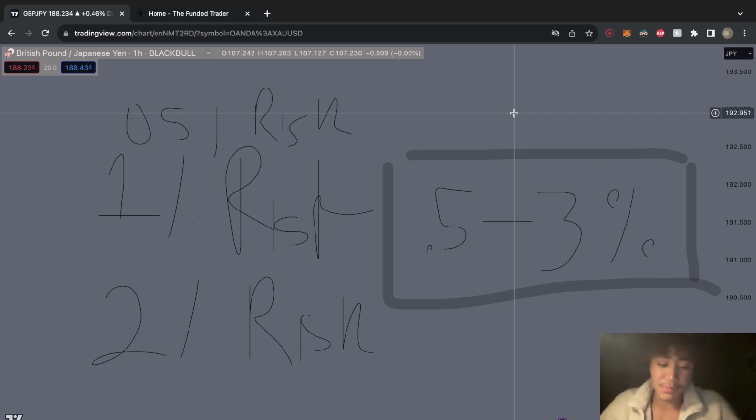But with that being said, typical rule, 0.5 to 3% per trade. Average trader risks 1% per trade. Me, typically, I like to risk 2%. Why? Because more profit. But I need a notebook. I need something to write down. So with that being said, that doesn't mean if you risk 2%, you continue to risk 2% every single trade, even when you take a loss.